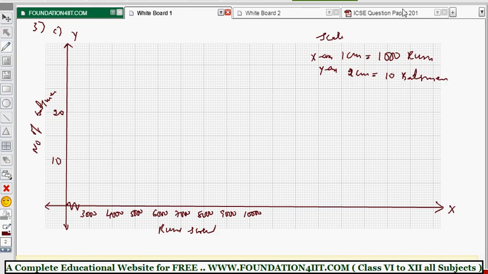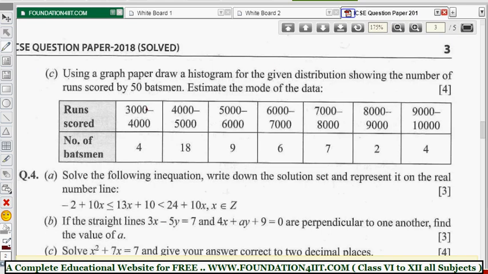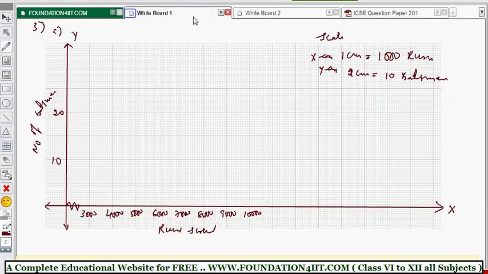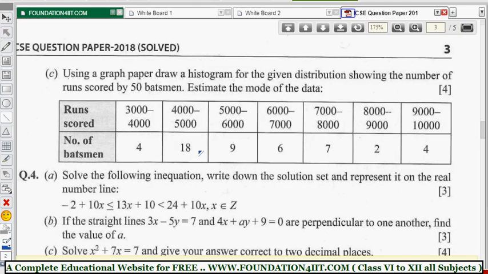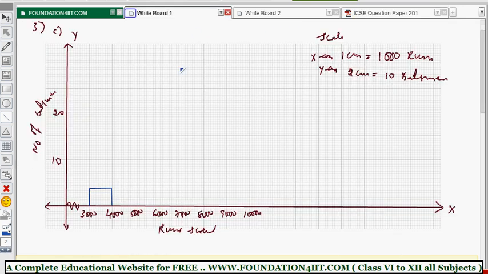So first is the 4. 3000 to 4000 is only 4 batsmen. Till 4 you can take that line. That means 2 millimeters is 1 batsman. So this is 4. Again 4000 to 5000 is 18. Next 9. Again continue like this.